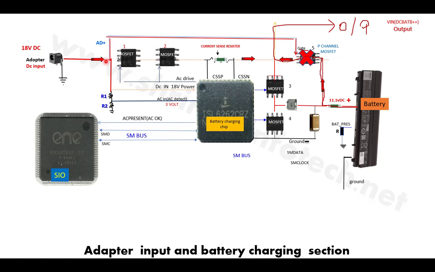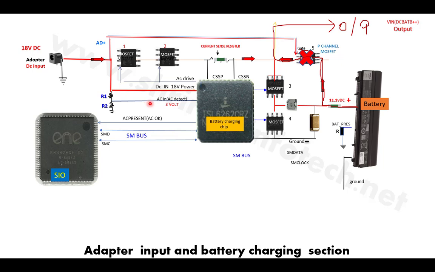Now the second thing is, when I connect the adapter here, this adapter voltage goes to this chip at its DC in pin. The DC in voltage goes to this battery charging chip. As soon as this chip gets power at the DC in pin, the chip starts working. Then here is a voltage divider circuit, R1 and R2. Two resistors are connected in series, and at their junction there is a test point, which is called AC in, or the adapter current in.